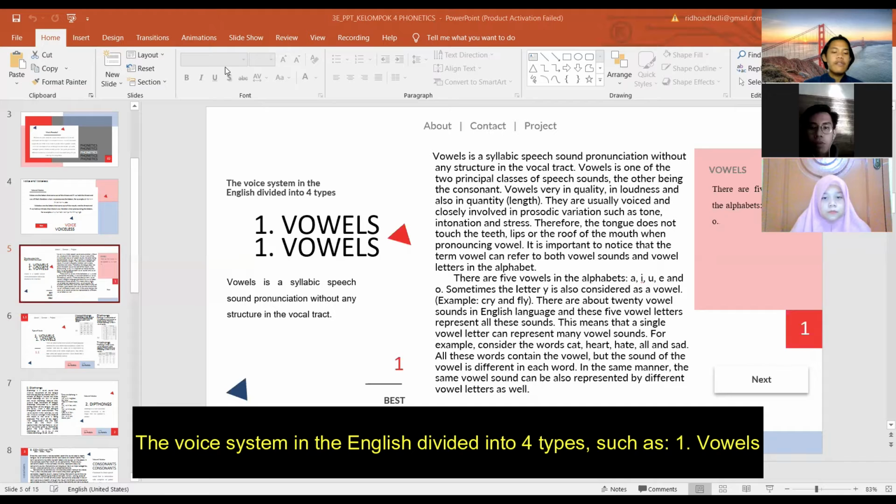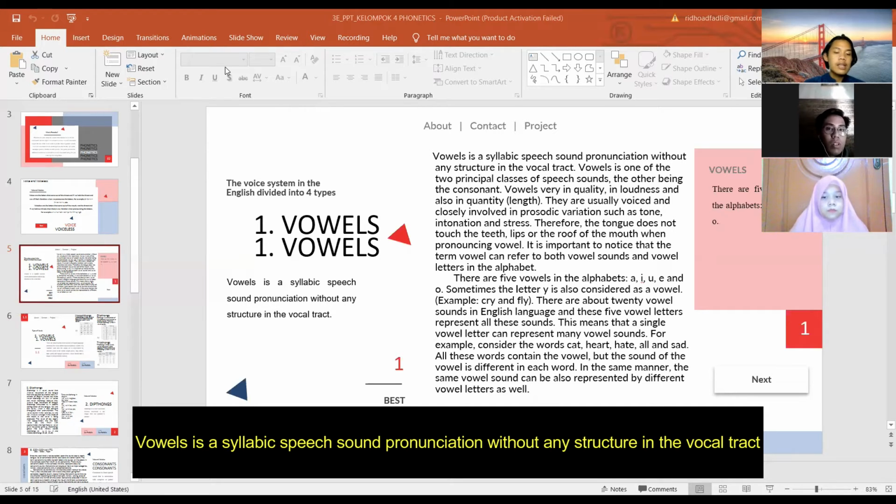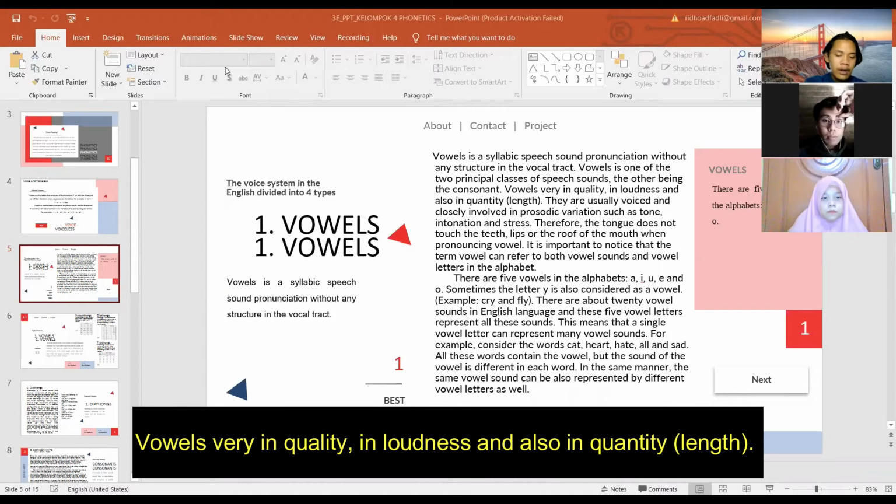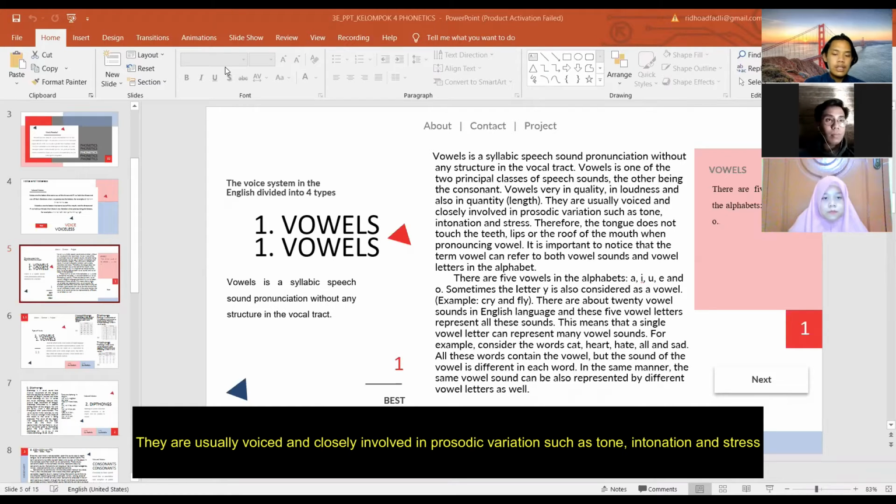The voice system in English is divided into four types. Number one, vowels. A vowel is a syllabic speech sound pronounced without any obstruction in the vocal tract. Vowel is one of the two principal classes of speech sound, the other being consonant. Vowels vary in quality, in loudness, and also in quantity. They are usually voiced and closely involved in prosodic variations such as tone, intonation, and stress.